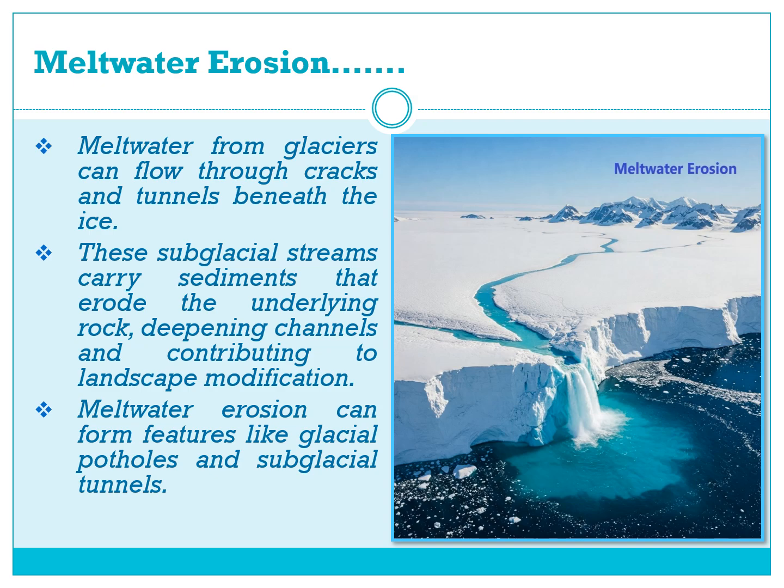Meltwater erosion. Meltwater from glaciers can flow through cracks and tunnels beneath the ice. These subglacial streams carry sediments that erode the underlying rock, deepening channels and contributing to landscape modification. Meltwater erosion can form features like glacial potholes and subglacial tunnels.